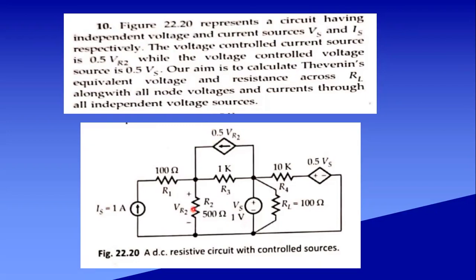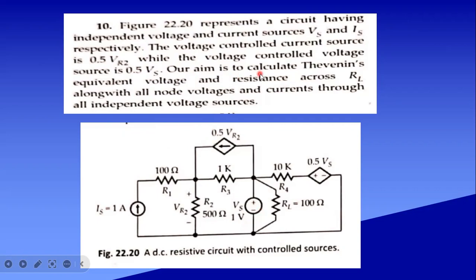Okay. And next, the other voltage source, called the voltage controlled voltage source, is 0.5 Vs. So 0.5 Vs means this depends upon the Vs voltage. It depends upon Vs here. When Vs changes, this also changes.